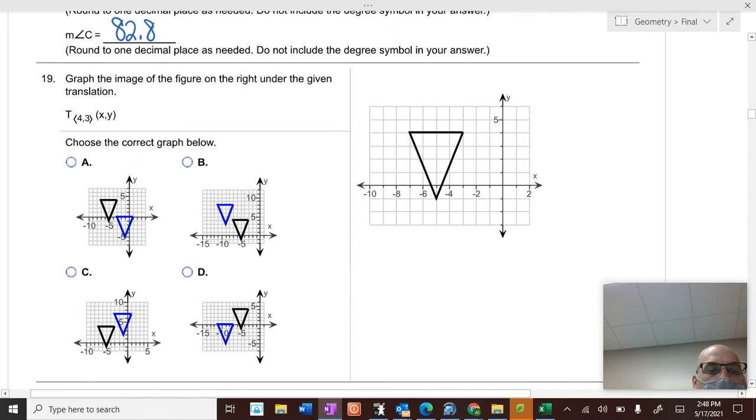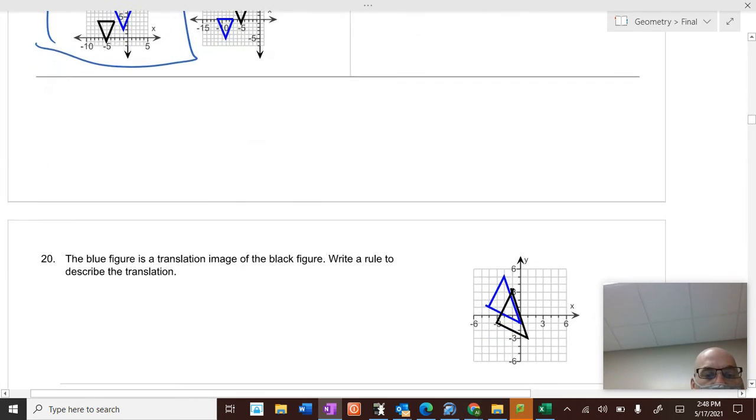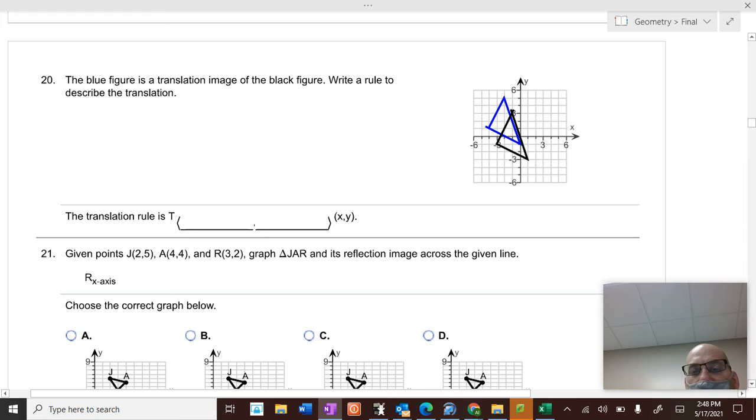19, you have to move this. Okay, you got to move this 4 and 3. So the right 4, up 3. So the black goes to the blue, to the right 4, up 3, which is choice C. Here you got to count how far you move. You go back 1 and up 2. Back 1 and up 2 is negative 1, positive 2.